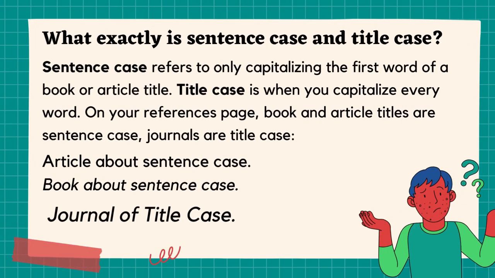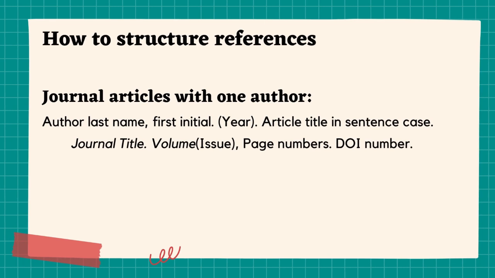We also have to talk about sentence and title case, something I mentioned back in the cover page video. Sentence case is when you only capitalize the first word of a book or article title. Title case is when you capitalize every word. You'll notice on your references page that articles and book titles must be done in sentence case, whereas journal titles, like Journal of Health and Science, must be in title case. So let's take a look at the different types of sources.